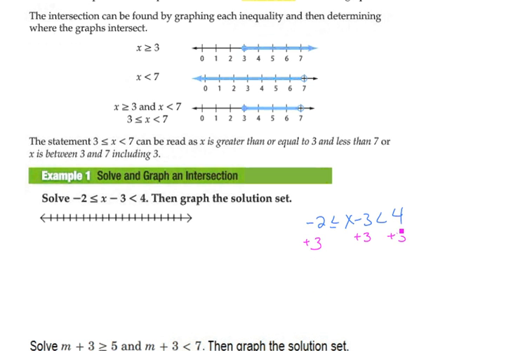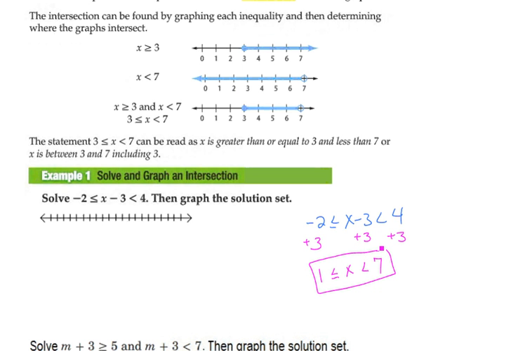And then I'm going to go from left to right. I have negative 2 plus 3. I end up with 1. My variable is by itself now, and I end up with 7. So how do you read this? X is greater than or equal to 1 and less than 7. Okay, so we solved it.